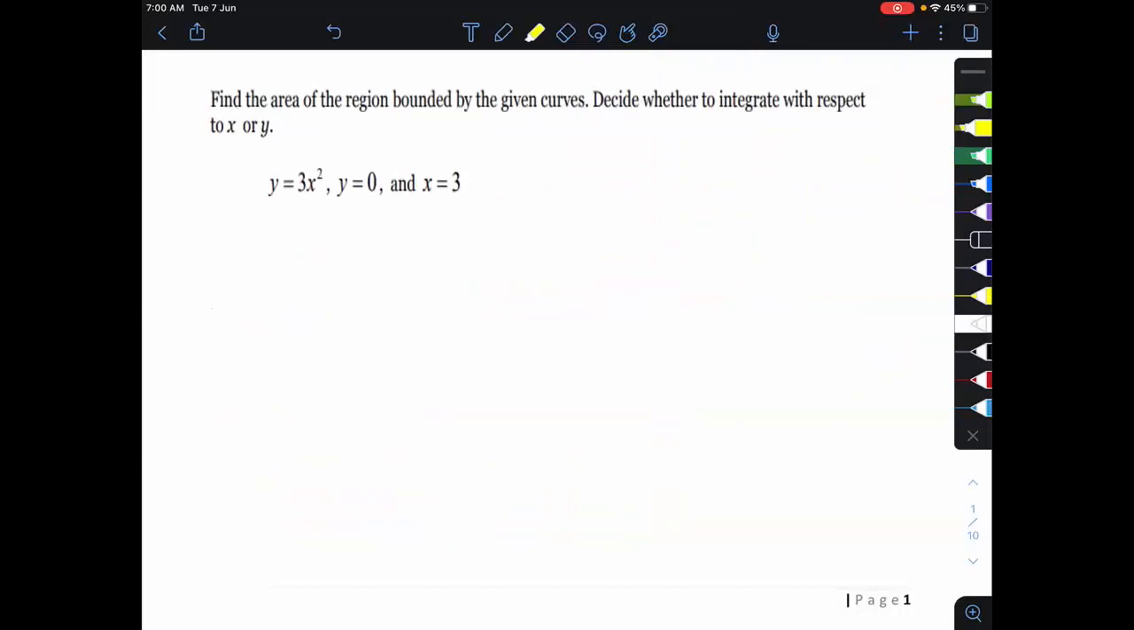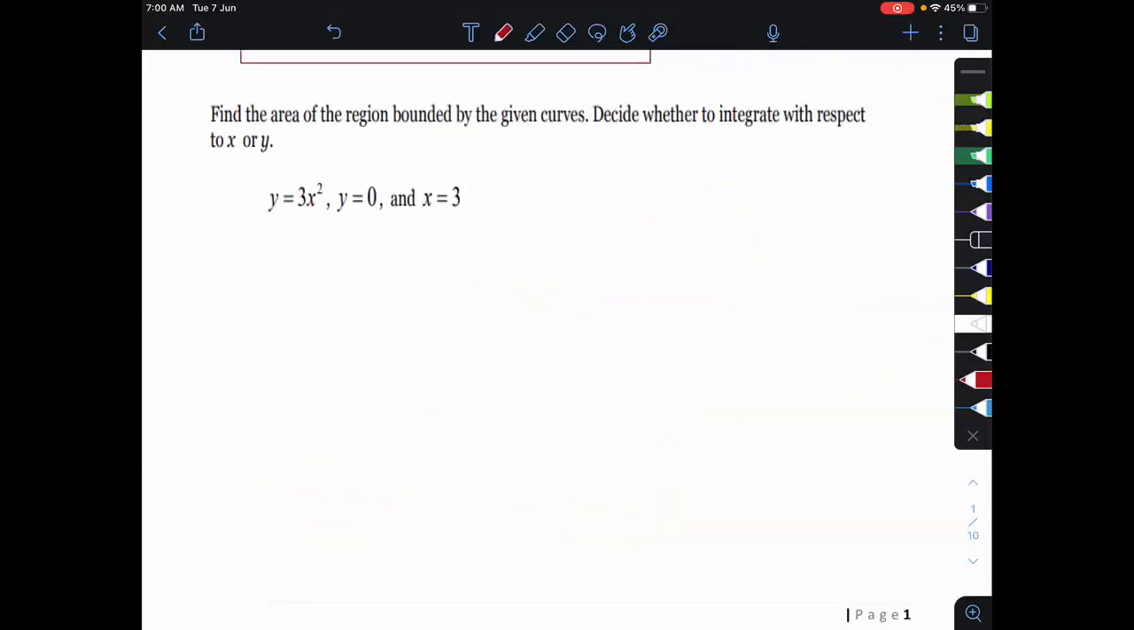Okay, number 2, this is for area between two curves. Question 2, letter A, would like to find the area of the region bounded by the given curves. Decide whether to integrate with respect to x or y. You have the option, guys, to graph or not. So it's up to you. When we have here two functions like this, y equals 3x squared and y equals 0 and x equals 3, you can make a quick graph or informal graph.